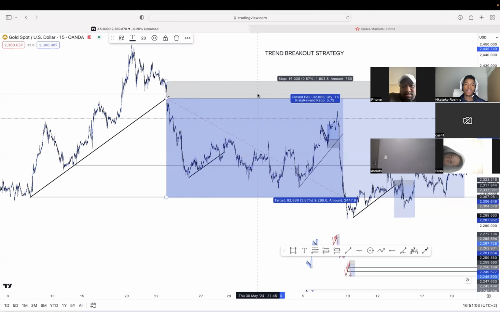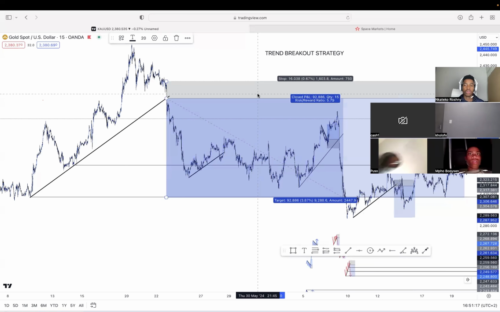And don't think it works only on gold. You can go and trade it on Nasdaq and USDT or other pairs, you understand? Or indices.